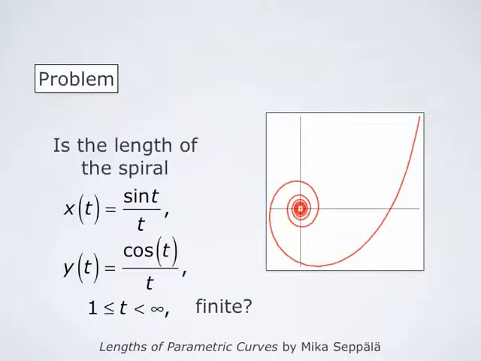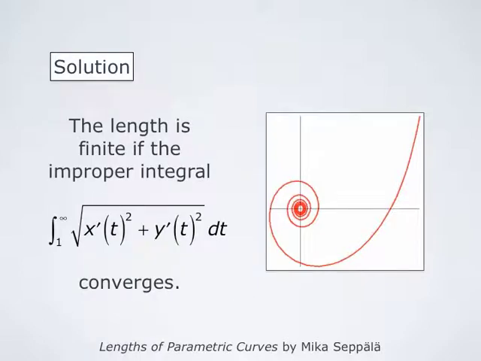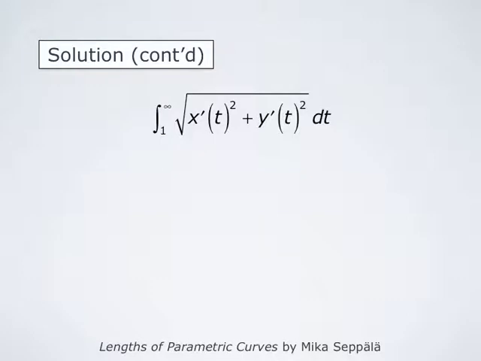Now, the question that we want to consider is: is the length of this spiral finite? And this length is finite if the improper integral from 1 to infinity of square root of x prime of t squared plus y prime of t squared dt converges. So the length of the spiral, if it is finite, is the value of the improper integral from 1 to infinity of square root of x prime of t squared plus y prime of t squared dt.